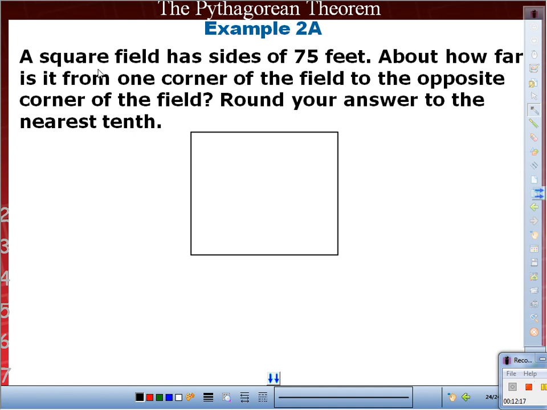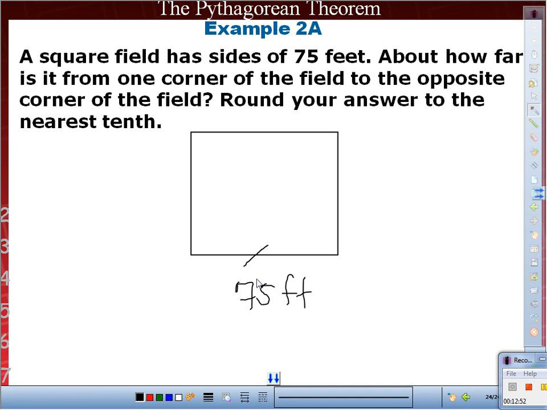Let's label it. It says a square field has sides of 75 feet. Now check this out. I'm going to write 75 feet for this side. Do I need to write it on each of the sides? No, check this out. For geometry, in order to indicate that all sides are congruent, what's the key word? Congruent. That's probably a word that you're going to start hearing more in geometry, which means the same measurement. Congruent, same measurement.